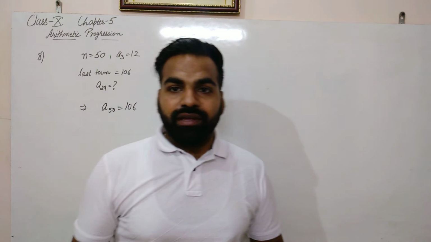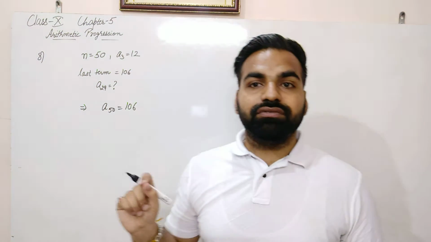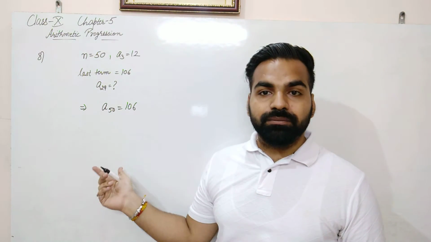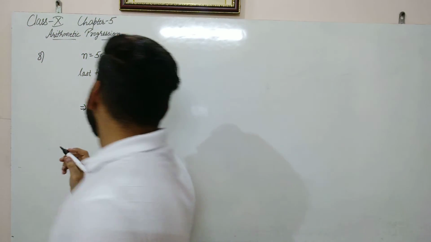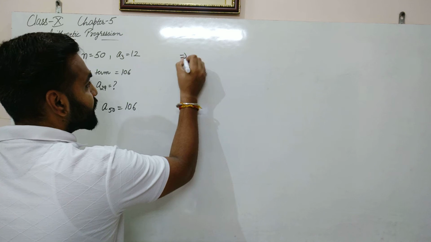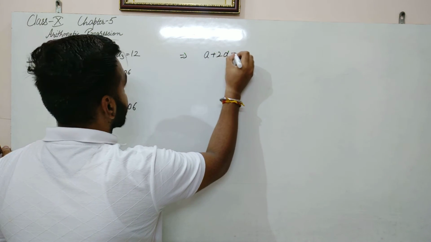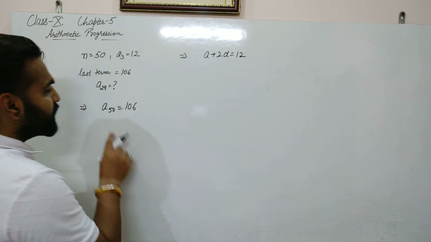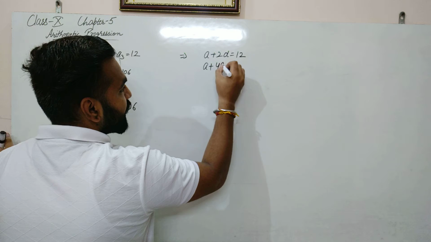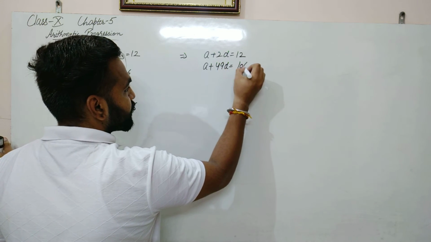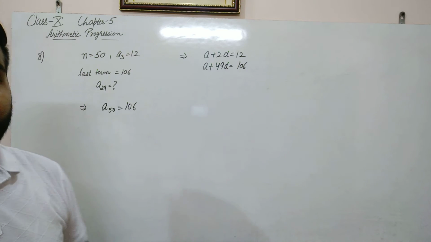Total terms are 50, and the last term is given as 106. So obviously the 50th term will become the last term. So A50 is 106, A3 is 12. How can we write A3? A3 can be written as A plus 2D, and this is 12. And how can we write A50? A50 can be written as A plus 49D. Clear? So solve these two equations to find the values of A and D.